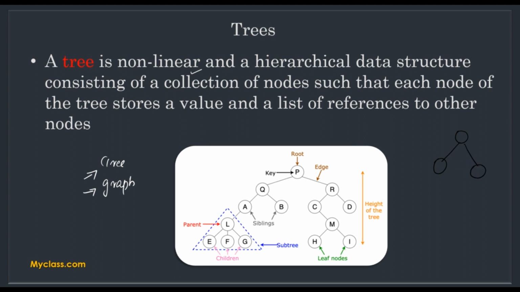Like the branches of a tree, trees look like this. In each node we are storing a particular value, and there is also a reference to other nodes. What is the connection to the other nodes? That is also holding each node's information. So let's discuss all the terminologies of the tree data structure.